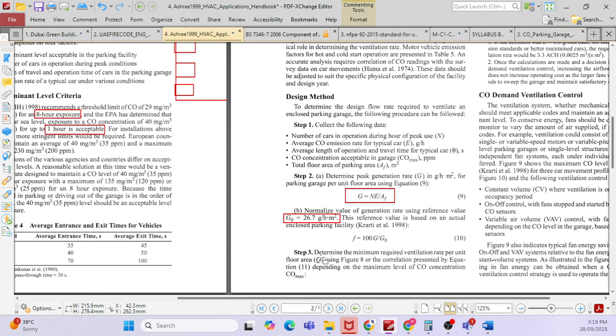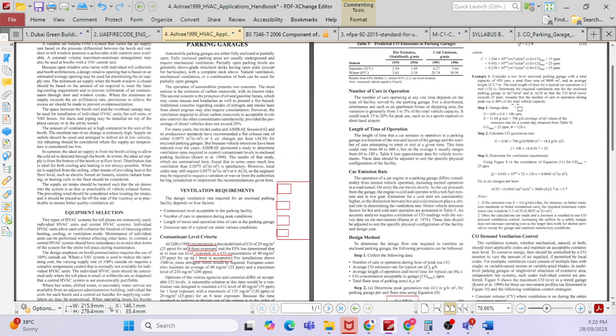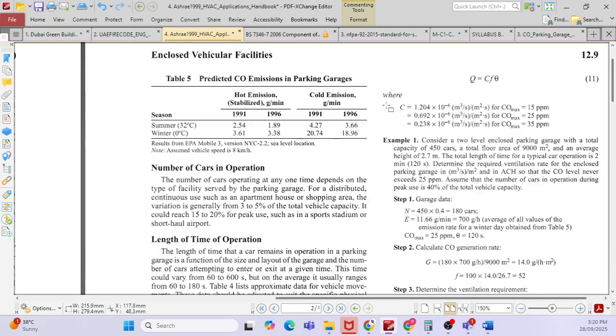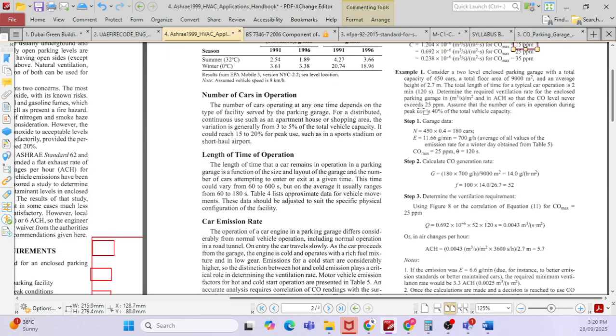Then you are going to determine the minimum required ventilation rate per unit area using the correlation presented by the equation, which depends on the maximum level of CO concentration. So what is the equation here? Q equals C times G0. What is the C you are going to maintain? It depends upon the factor. If you want to maintain 15 ppm, this is your factor. If you want to maintain 25 ppm, this is your factor. And if you want to maintain 35 ppm, this is your factor. This is as per ASHRAE.